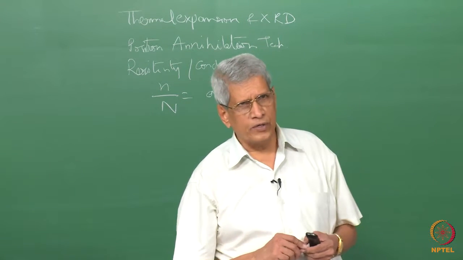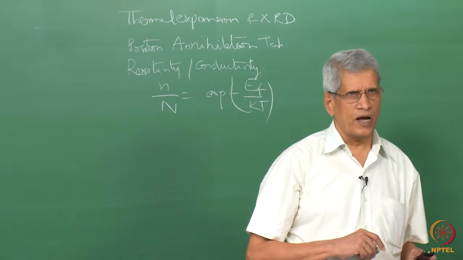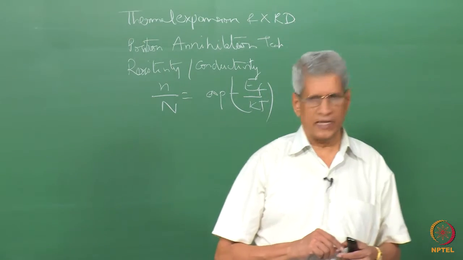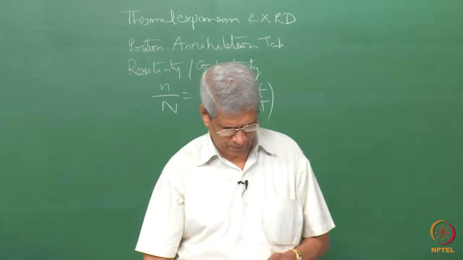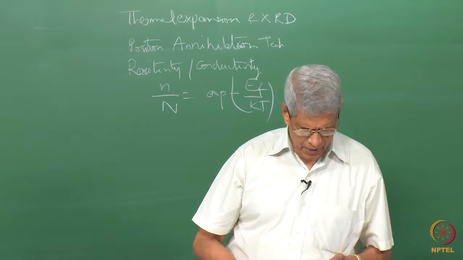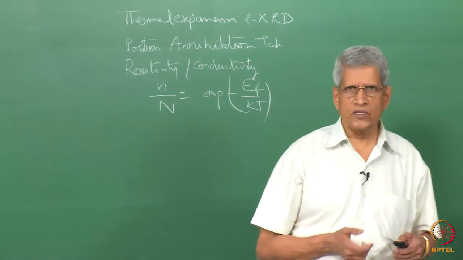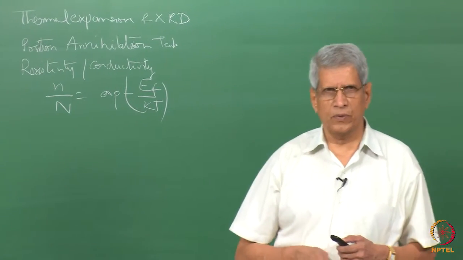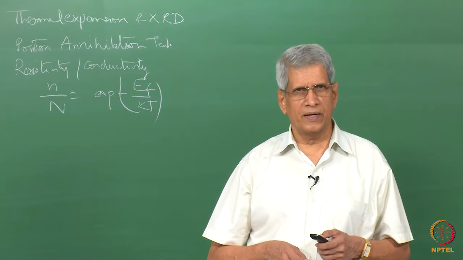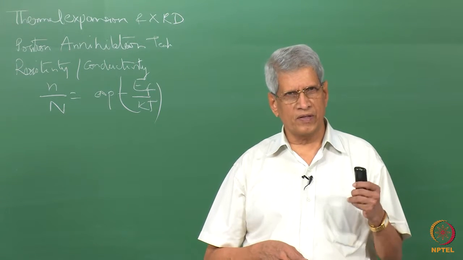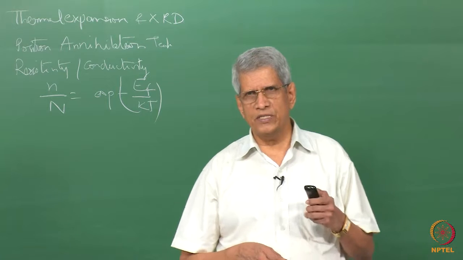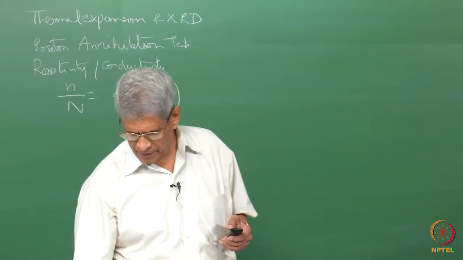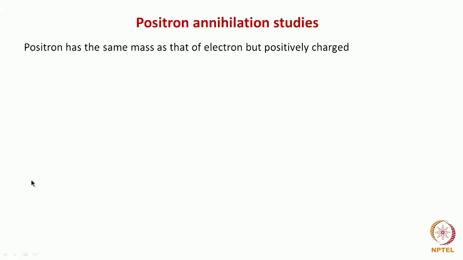Now, another powerful technique with which we can find out the concentration of vacancy is the positron annihilation technique. You might have all studied about what are positrons. Positrons are nothing but having the same mass as that of electron and a charge which is positive, right? And in fact, this is the first example of an antimatter which was discovered.